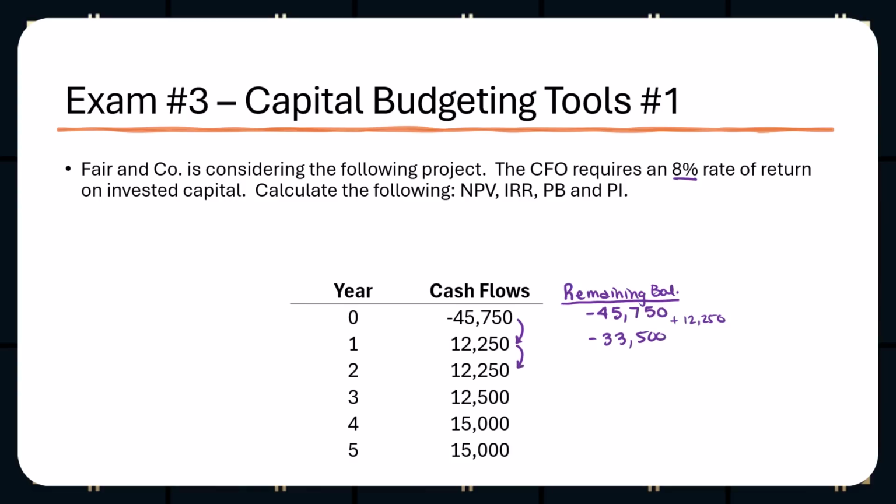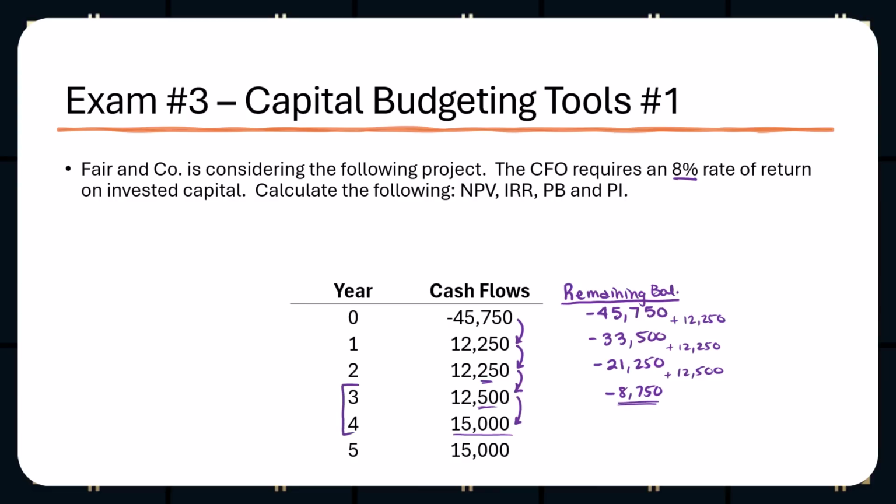Now we'll go forward another year, and we see that we'll receive another $12,250. So we'll go ahead and add that to our remaining balance. And what we find now is that we still need to recover $21,250. Move forward one more year. And what I find is that I need to recover $8,750. That's after adding back the $12,500. Do notice that the cash flows do change there on the timeline. I'm not going to go any further, and the reason for that is because the time for cash flow is greater than the remaining balance that I need.